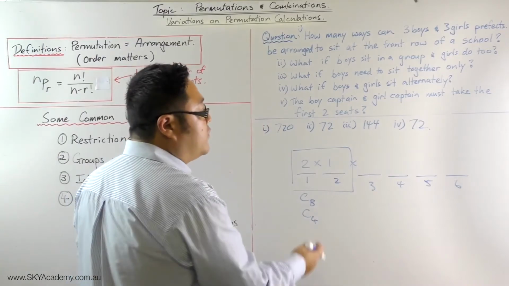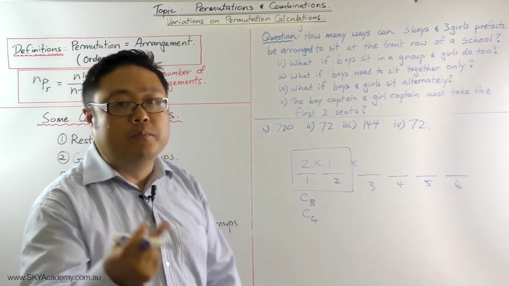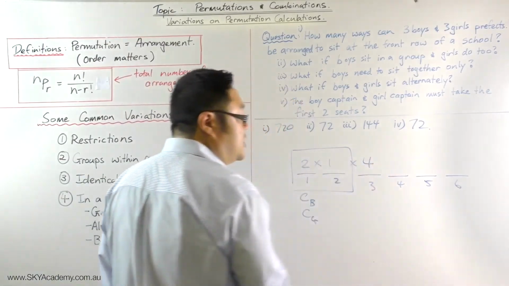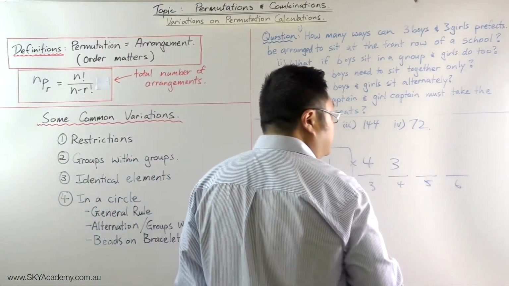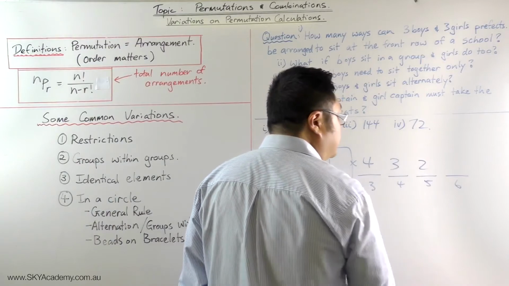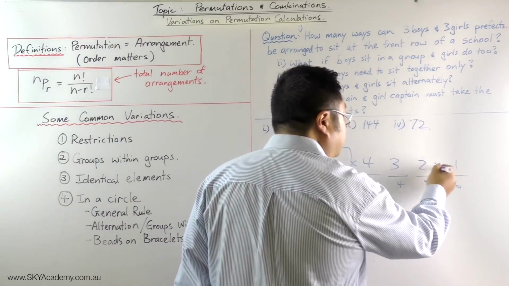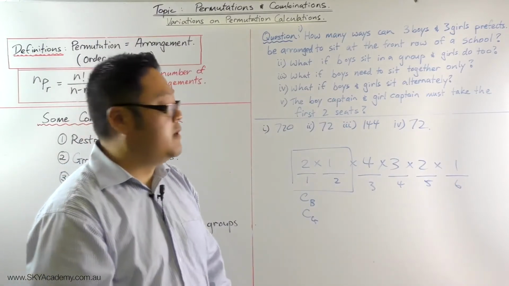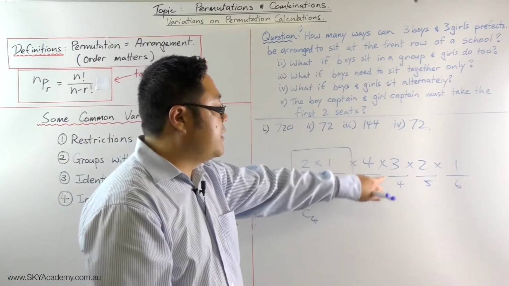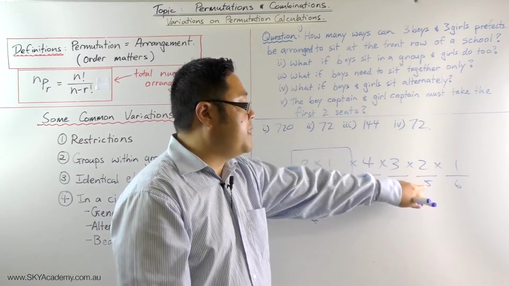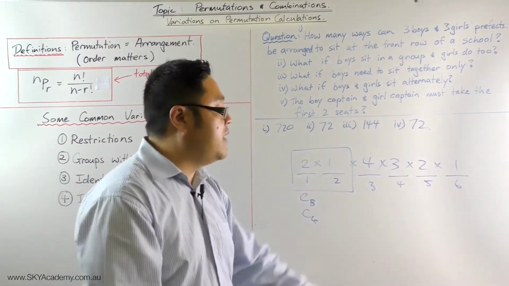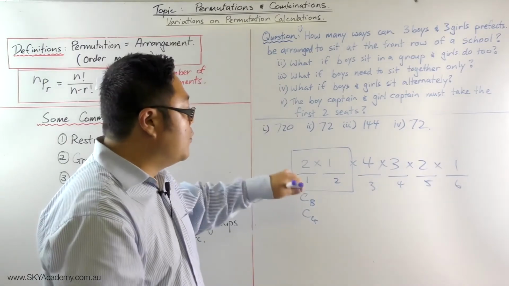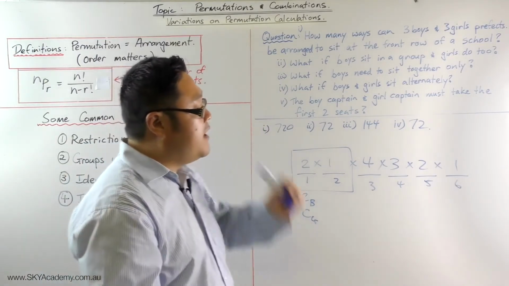Then what you've got left over is 2 boys and 2 girls, right? So in other words, you can put 4 people into position 3, 3 people into position 4, 2 people into position 5, and 1 person into the last position, position 6, yeah?